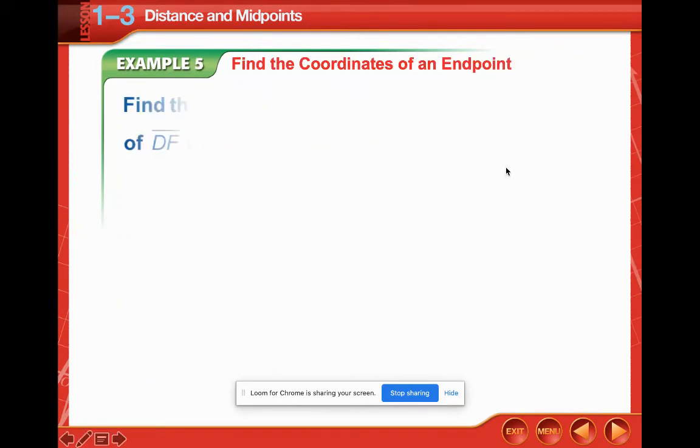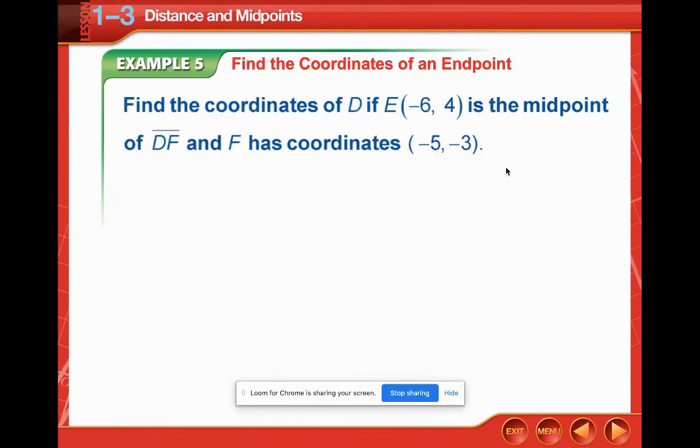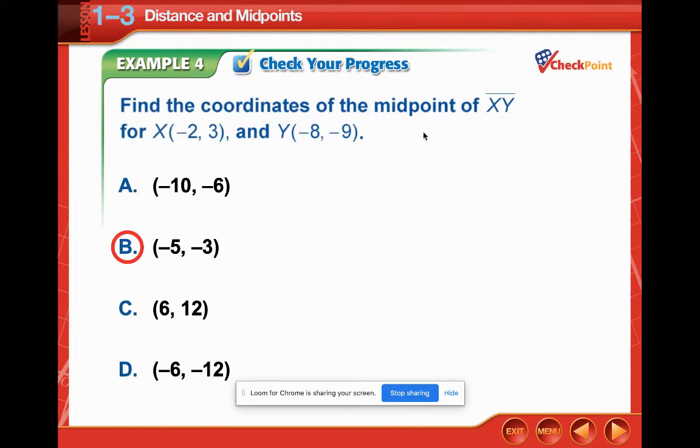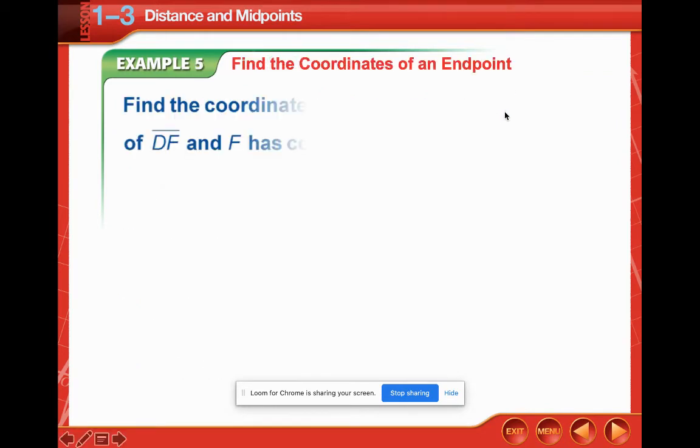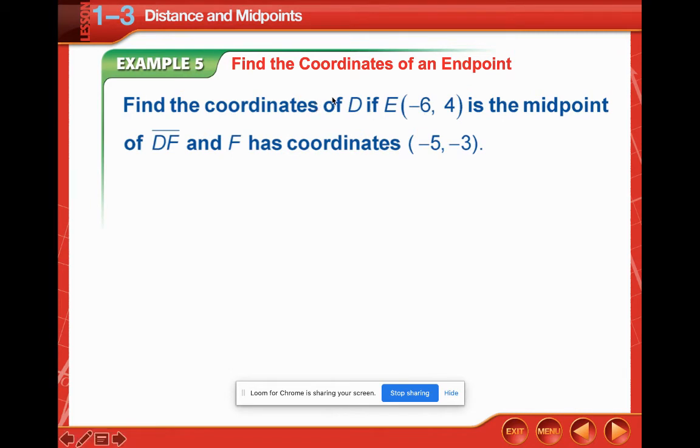All right, next one. Find the coordinates of an endpoint. So before in the past, we were given endpoints. Find the coordinates of the midpoint of x, y. We were trying to find the midpoint, and we were given the endpoints, x and y. Now we're trying to find an endpoint. So we're given one endpoint, and one midpoint, and now we have to find the other endpoint.